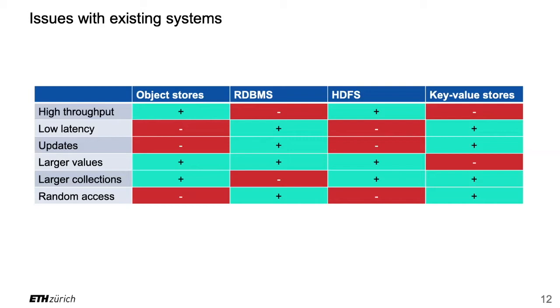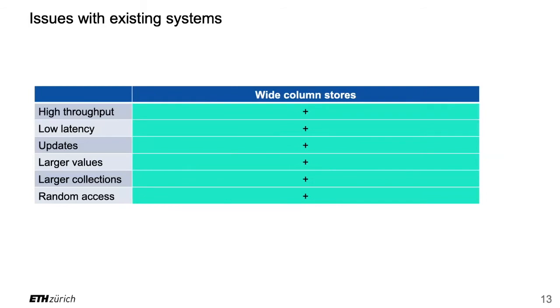So you see there's issues everywhere, and we cannot really combine all these advantages together in any of these technologies, right? Well, I have good news for you. This is pretty much what we are going to try to do today with wide column stores. We are going to try to build something that is a hybridization of all of that and achieves everything. The throughput, low latency, you can update data, you can have larger values, you can have larger collections, you can have random access, and so on, right?